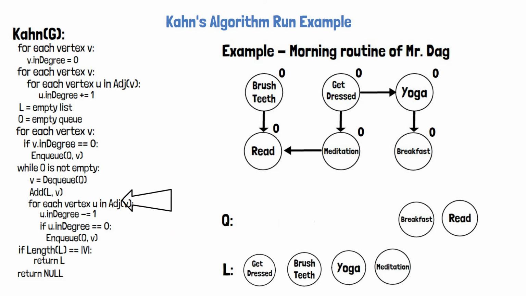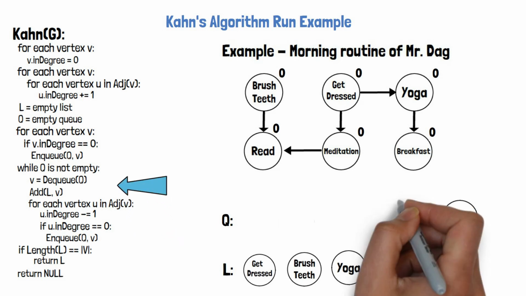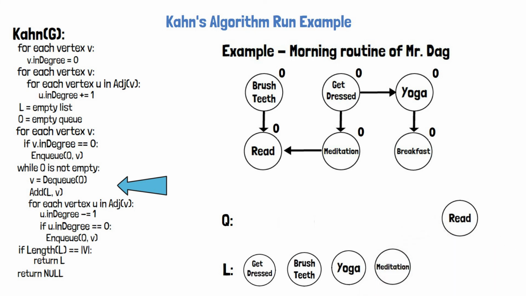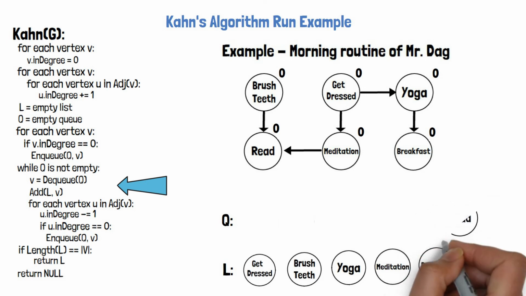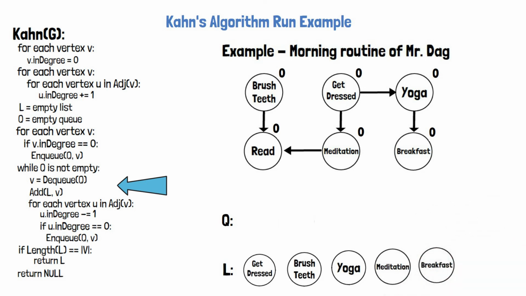We move to another iteration of the while loop, and now we handle breakfast. We dequeue it and add it to the topological sort. Breakfast has no neighbors, so we move to another iteration of the while loop. We now dequeue read and add it to the topological sort. We see read has no outgoing edges, so we go back to the while loop.